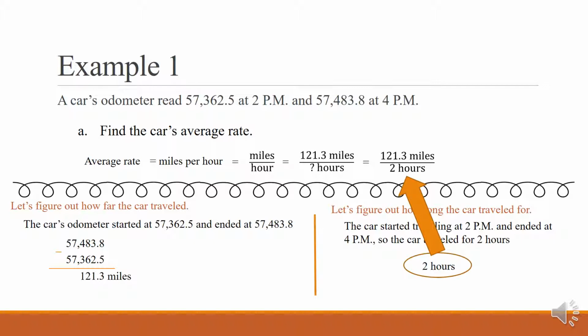Now all we need to do is go ahead and plug this in our calculator. 121.3 divided by 2 is 60.65 miles per hour. So that's the car's average rate. So that's on average how fast they were traveling between 2 and 4 p.m.